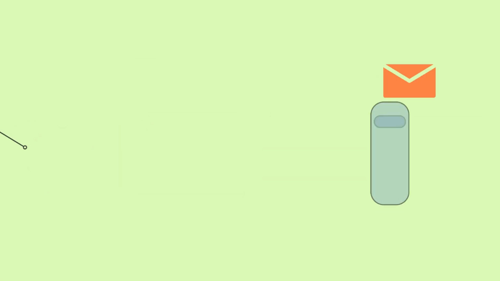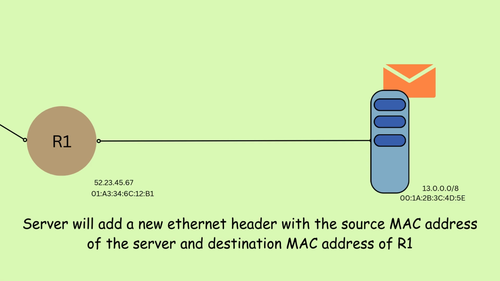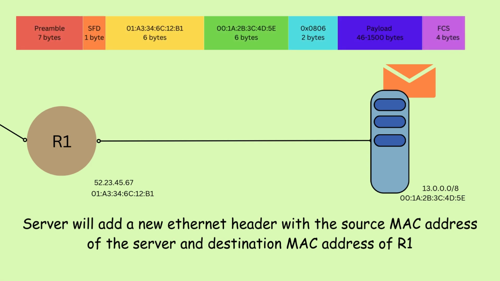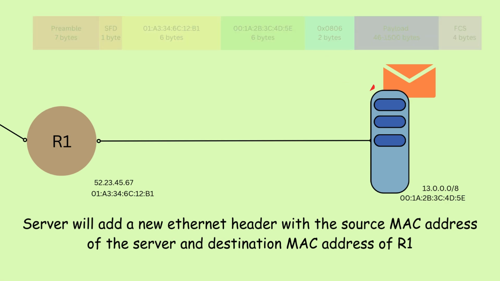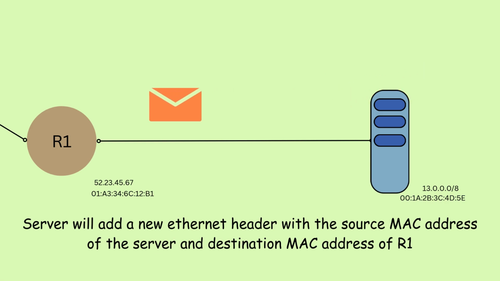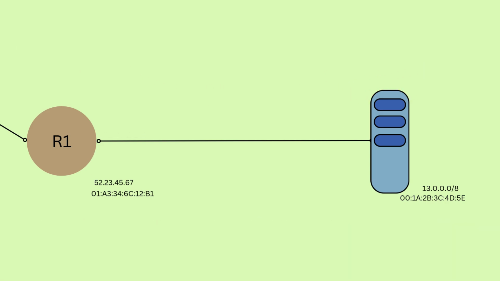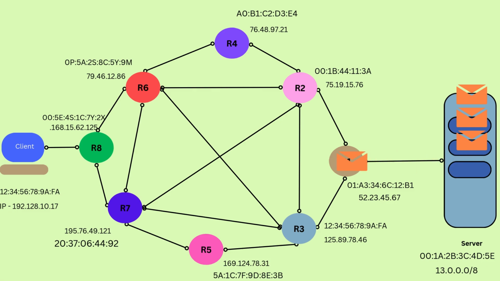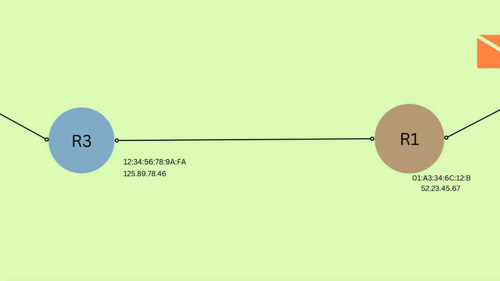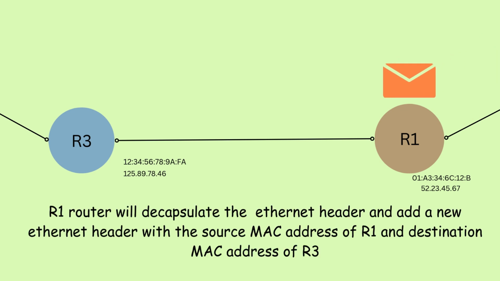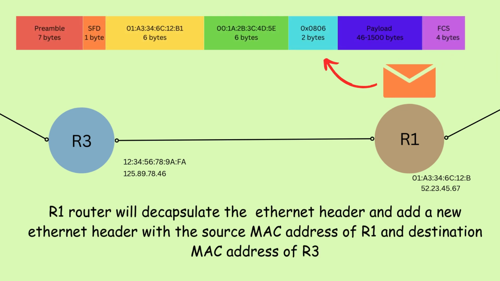The first IP packet will be sent to the R1 router from the server. The server will add a new Ethernet header with the source MAC address of the server and the destination MAC address of R1. And the packet will be sent to the destination specified in the IP header. After the packet is received by the R1 router, it will decapsulate the Ethernet header again.